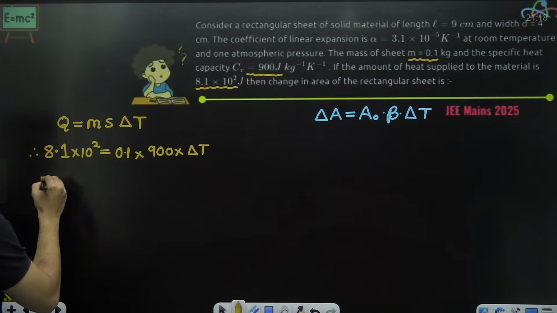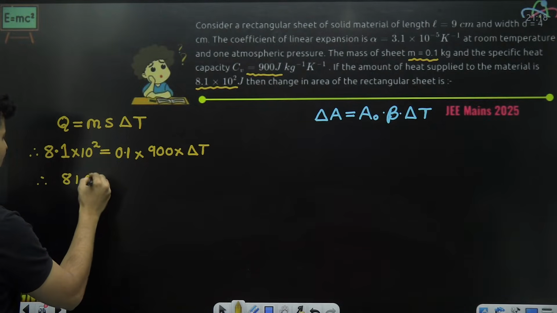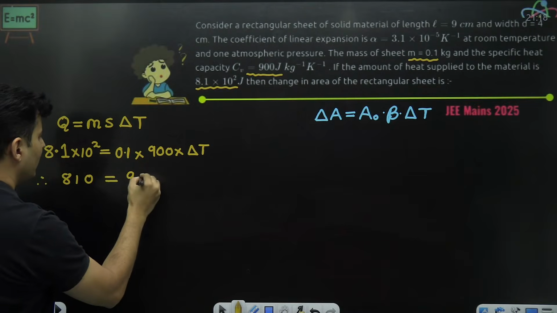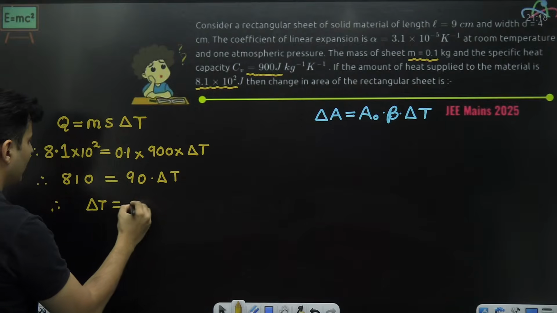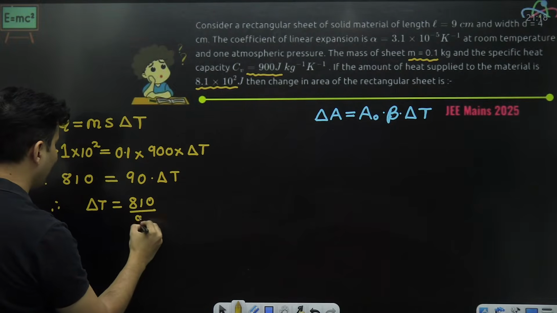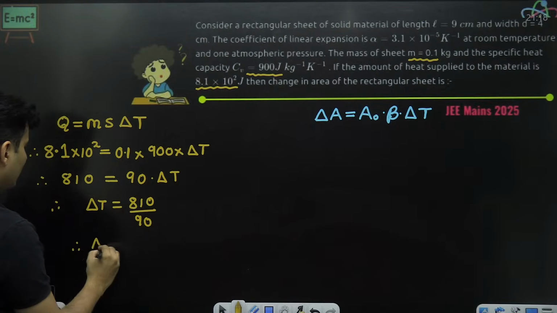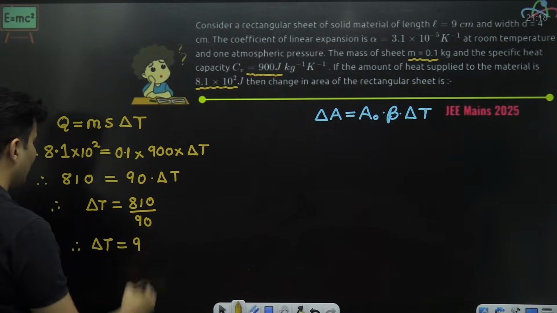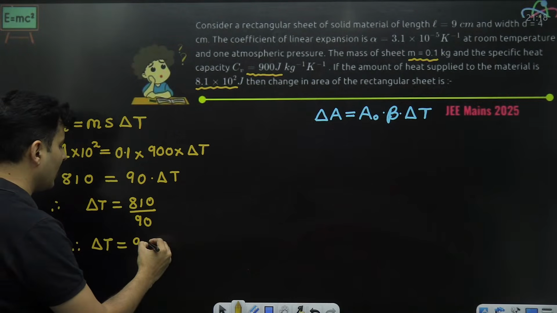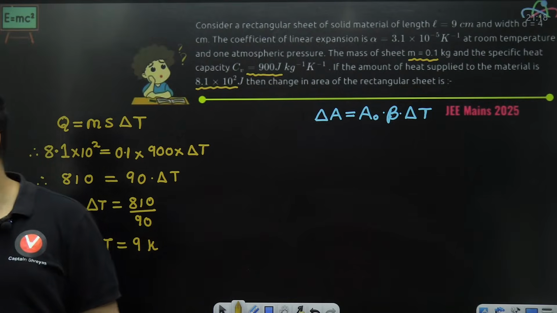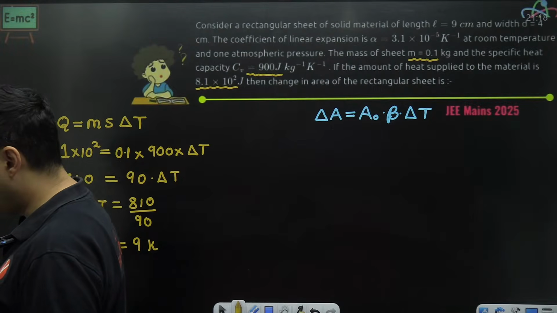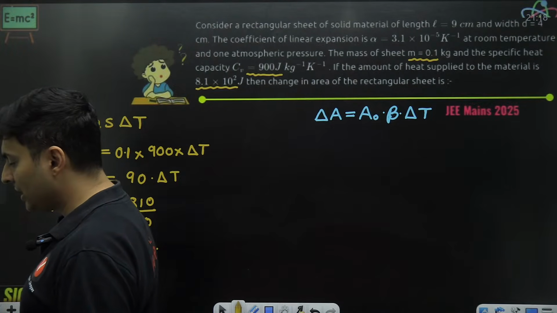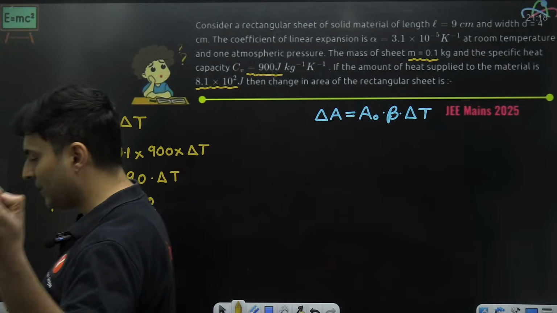Okay, let's see what exactly happens. This will just become 810 is equal to 0.1 times 900, which makes it 90, into delta T. Therefore, delta T will be 810 divided by 90. The 0 cancels. 81 by 9 is 9. So 9 Kelvin is the change. Is everybody getting it till this point? Yes? No? Perfect. Awesome. So now what do we do next? Once we know the change in the temperature, what are we going to do?